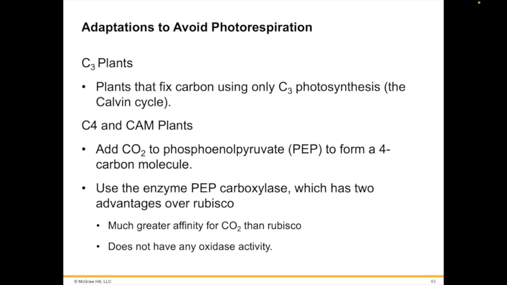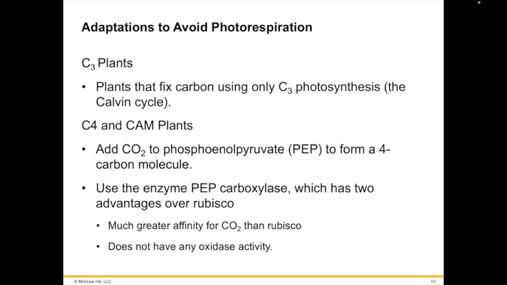This allows CO2 to be pumped directly to the site of rubisco, which increases the local concentration of CO2 relative to oxygen, minimizing photorespiration. The 4-carbon compound of PEP carboxylase allows CO2 to be stored in an organic form and to be released in a different cell or at a different time to keep the level of CO2 high relative to oxygen.